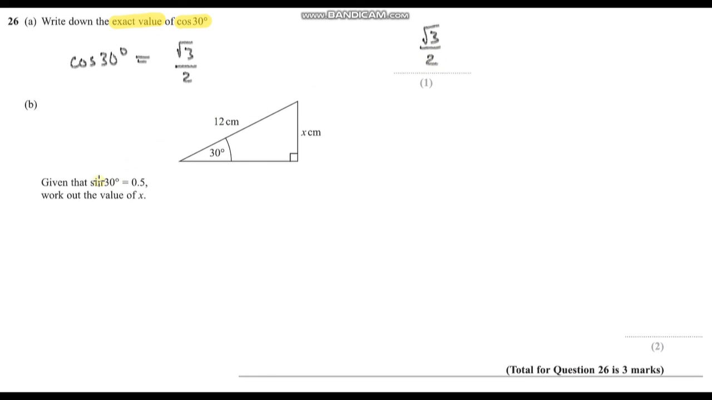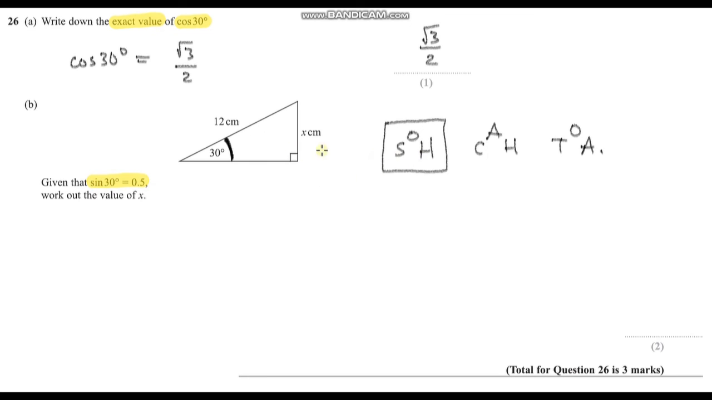Okay, part B. Given that the sine of 30 degrees is equal to 0.5, work out the value of x. So we've got a right angle triangle here, so we're going to use some trigonometry. In particular, because we've got a right angle triangle, we can use SOHCAHTOA. So if I just write this down, SOHCAHTOA. So what have we got? Well, this is our angle. So we've got the opposite and we've got the hypotenuse. So which one involves the opposite and the hypotenuse? Well, it is this one here, which is sine. And I kind of hinted it because we've got the sine over here.